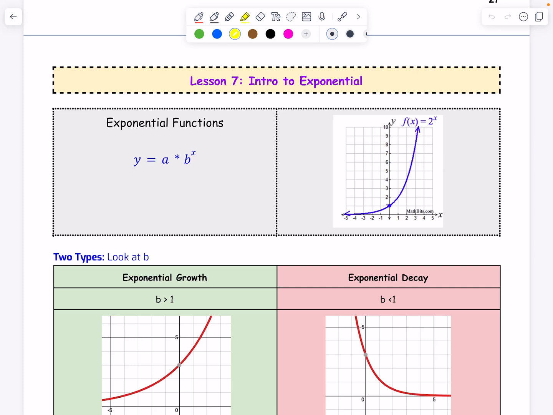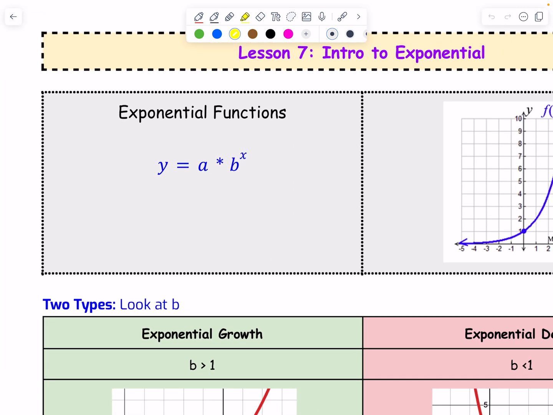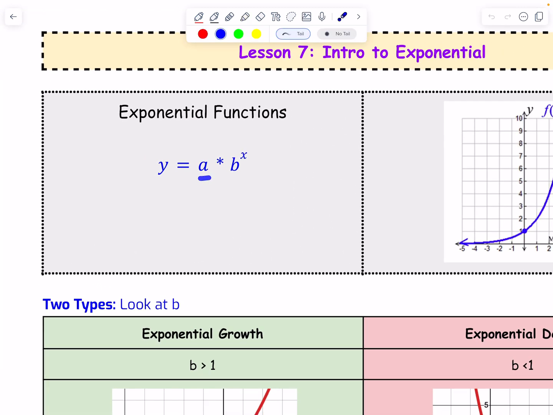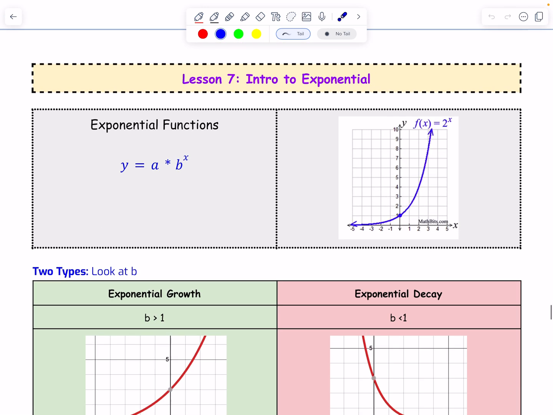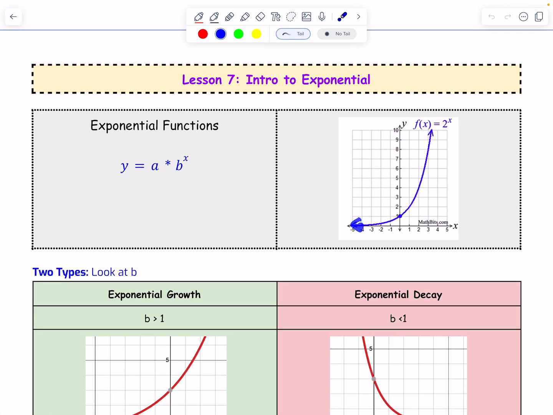In this video, we're going to take a look at an introduction to exponential functions. So the standard form of exponential functions is y equals a times b, which is our base, to the power of x. And an exponential function, like the parent function, the most basic form of it looks like this graph, and then we write it as f of x, or y equals 2 to the power of x.